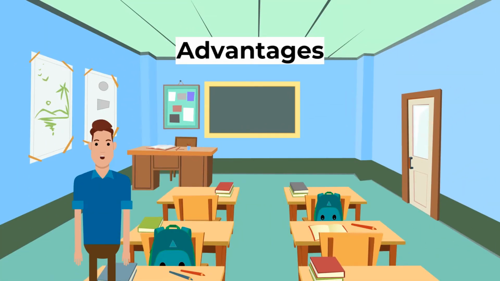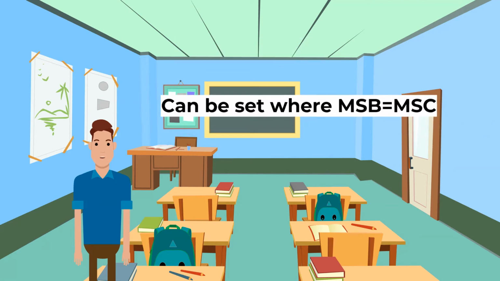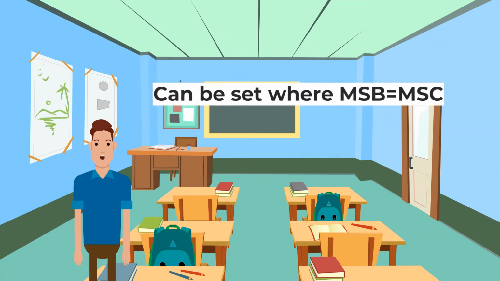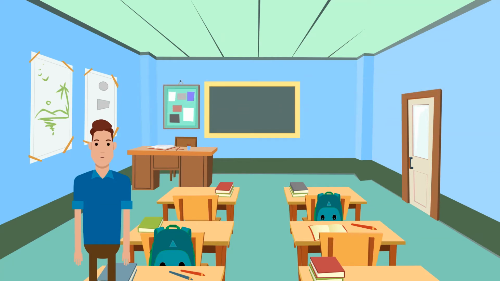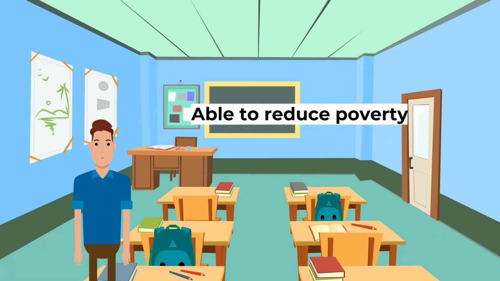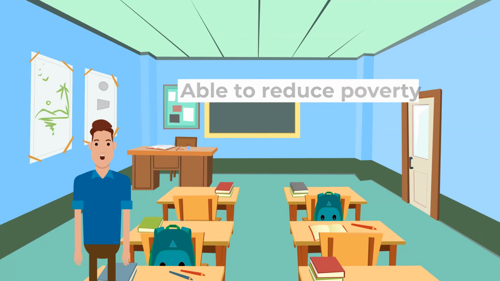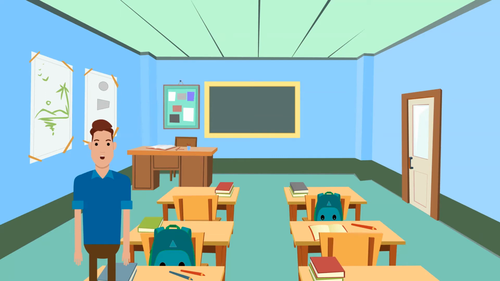First off, advantages. 1. They can be set where MSB equals MSC, so allow for some consideration of externalities, and so help to increase social welfare. 2. A maximum price will ensure that goods are affordable, whilst a minimum price will ensure that producers get a fair price. Both of these are able to reduce poverty and can increase equity and equality.